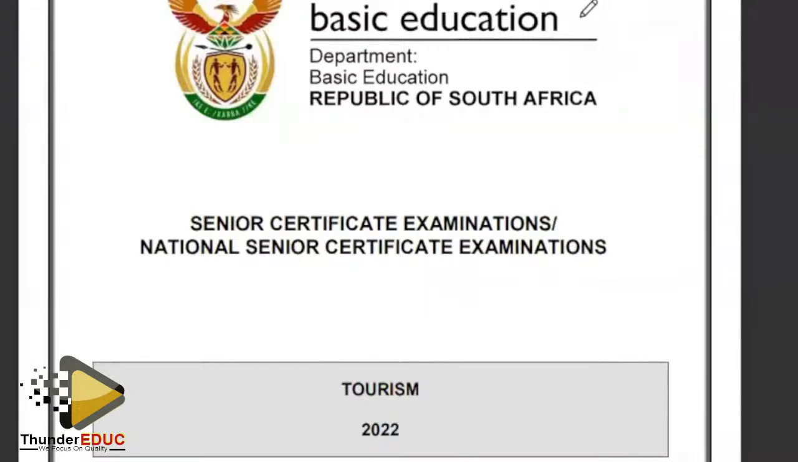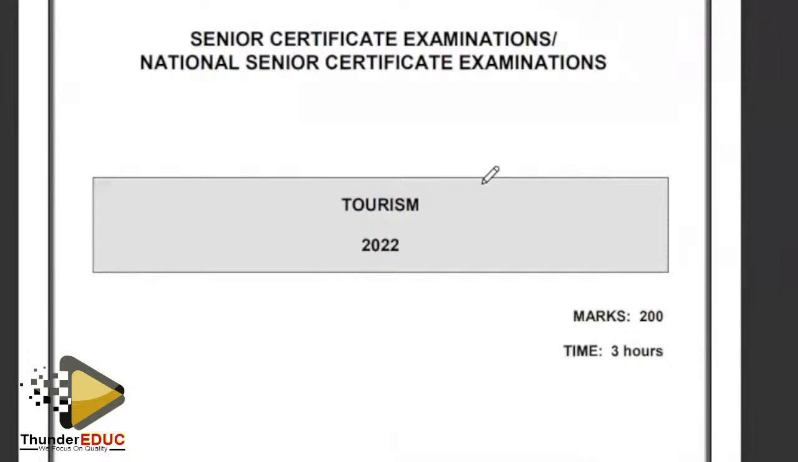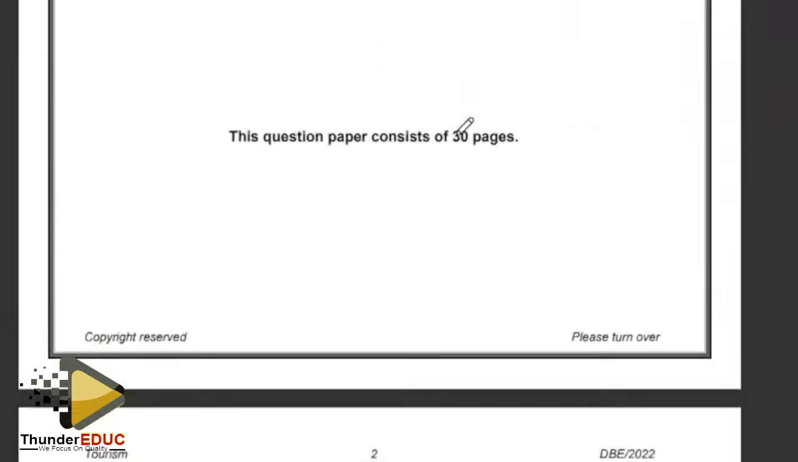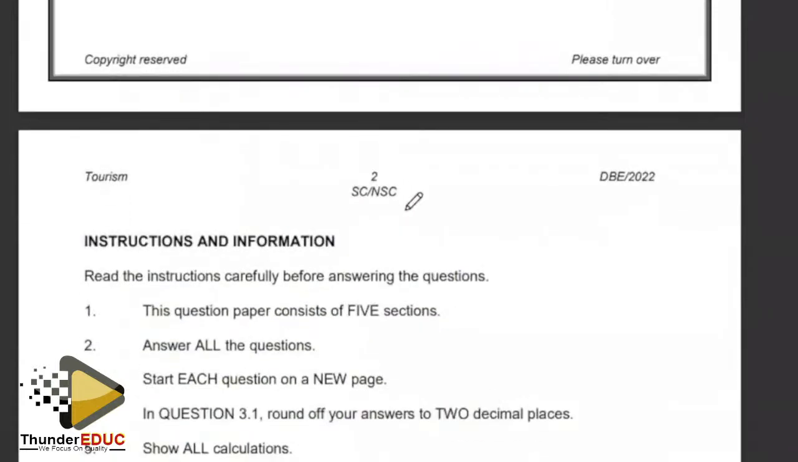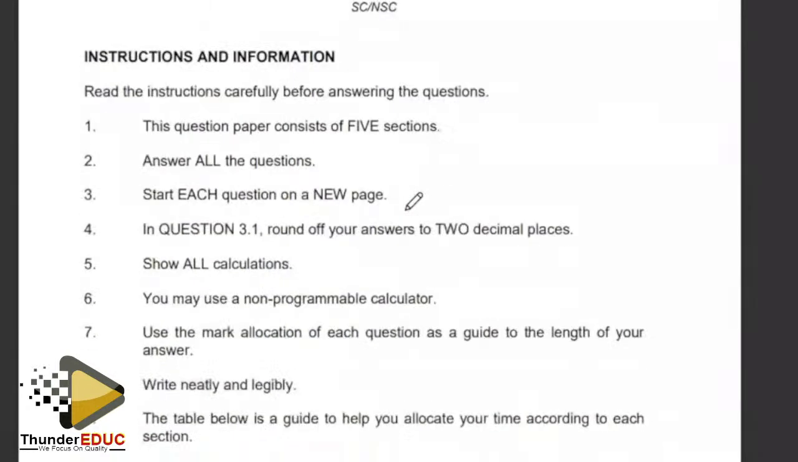Good day, candidates. Welcome to this session where we are going to look at the tourism paper, the paper which was written in May, June earlier this year. Let me take you through the instructions first. This is a very long paper. It consists of 30 pages, and the instructions consist of 5 sections.